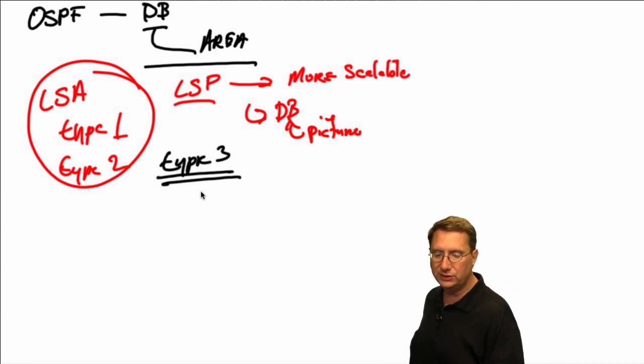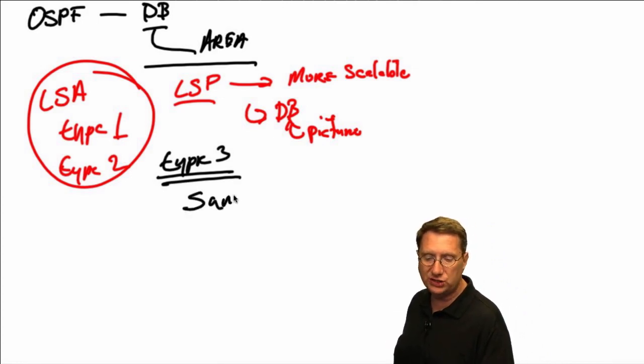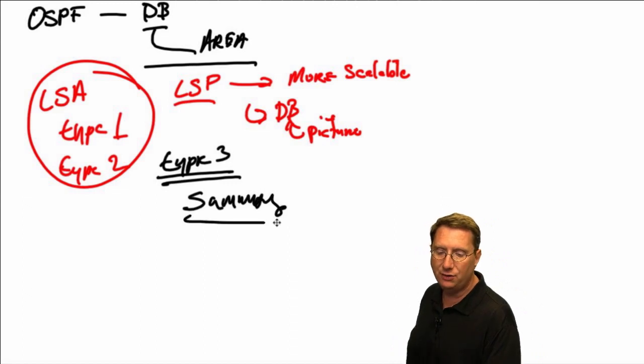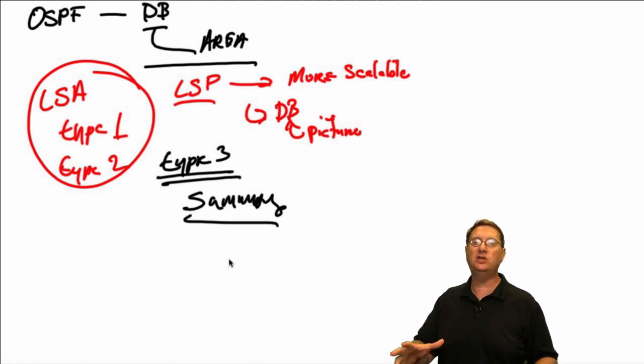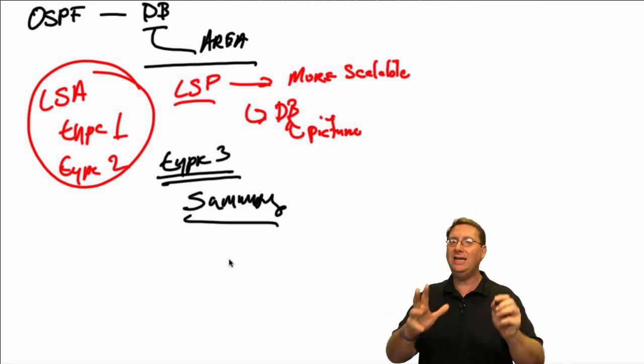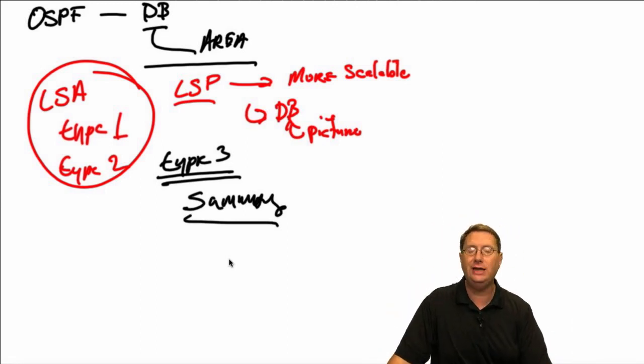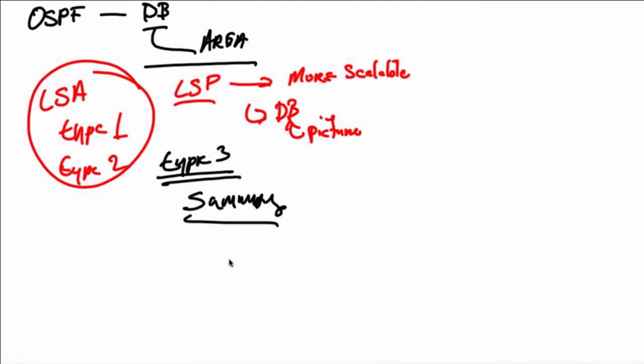Now, the main goal here is that these type 3 LSAs are called summary LSAs. And those summary LSAs take all of the type 1 information, summarize it, and then broadcast it out. And the thing is, type 3 LSAs by default can appear in every area that I have configured in my OSPF topology and design.